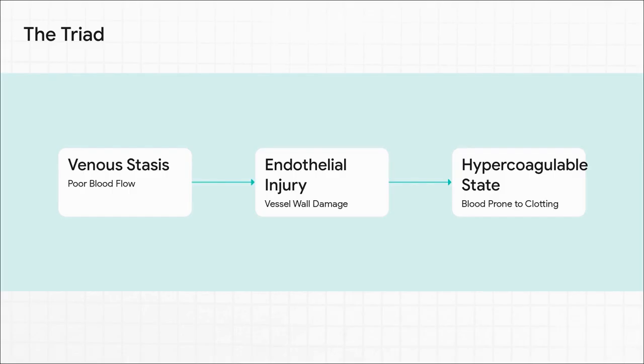So, venous stasis: think about a long flight or a patient on prolonged bed rest. Blood's just not moving. Endothelial injury: that's damage to the vein wall, maybe from trauma or right after a surgery. And a hypercoagulable state: that's when the blood itself is just stickier, maybe due to cancer or a genetic issue. You don't always need all three, but the more you have, the higher that risk climbs.